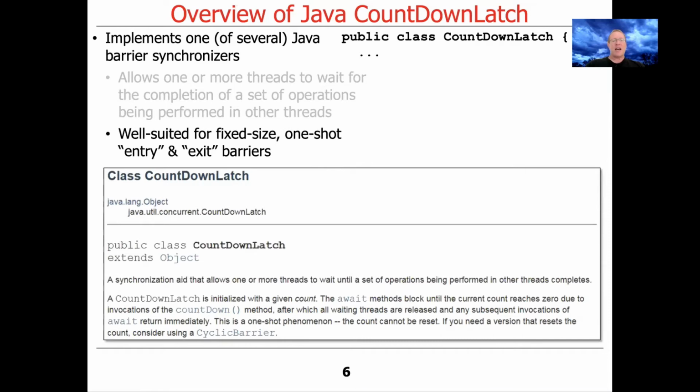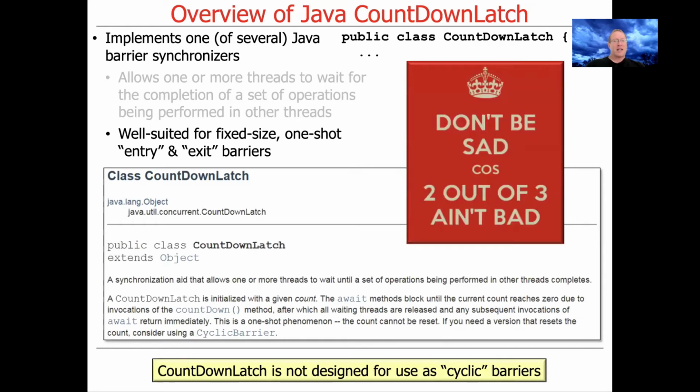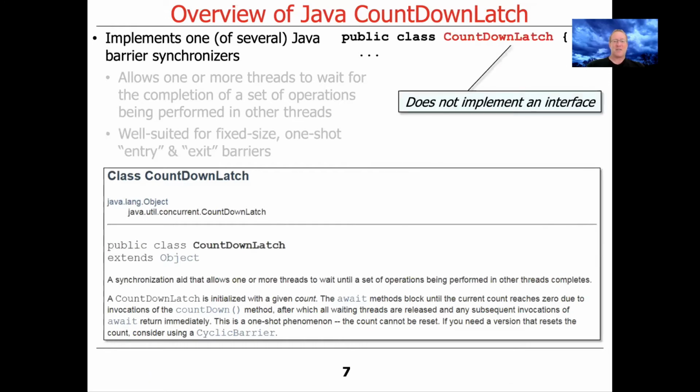The CountDownLatch is very well suited for fixed size, one-shot entry and exit barriers. And you'll see why it's really only useful for one shot as we get into more of the details. It's not designed for use as a cyclic barrier. So you can't use it for cyclic barriers. You have to recreate the CountDownLatch again, which is doable, but usually misses the point. And so if you need cyclic barrier semantics, use the CyclicBarrier class.